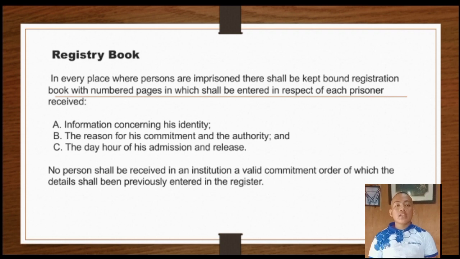The content of the registry book: information concerning his identity, such as name, age, and origin, then the reason for his commitment and the authority.